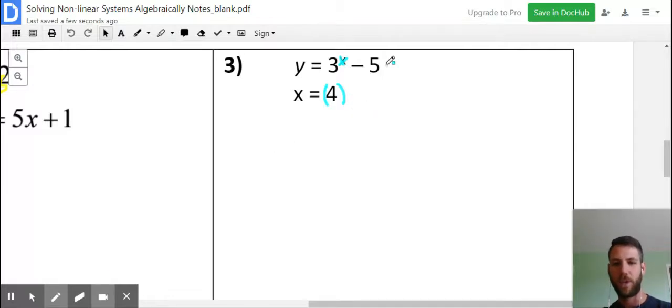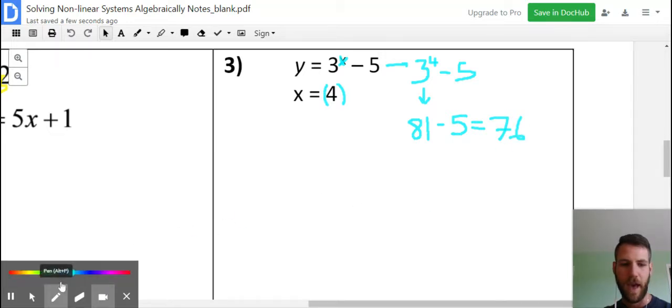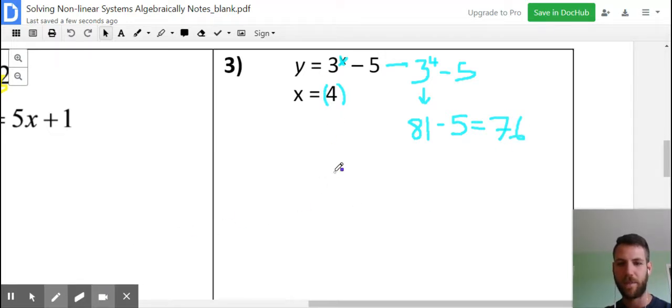So that would look like 3 to the 4th power minus 5. And 3 to the 4th power is going to be equal to 81. So if we subtract 5 from that, we find that the answer is 76. And that means that the answer for this system is that the two equations would cross at 4, 76.